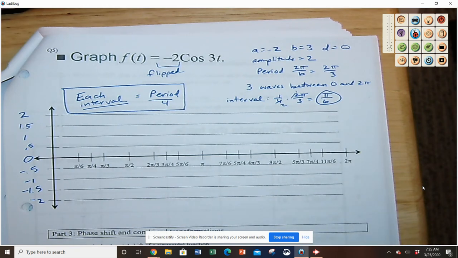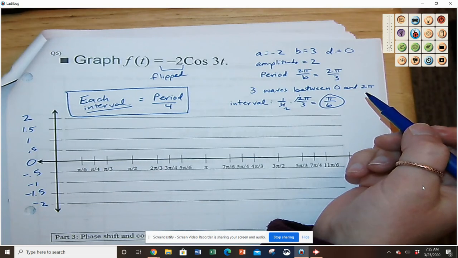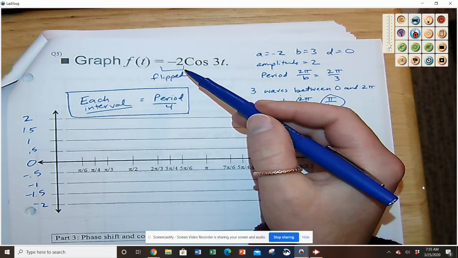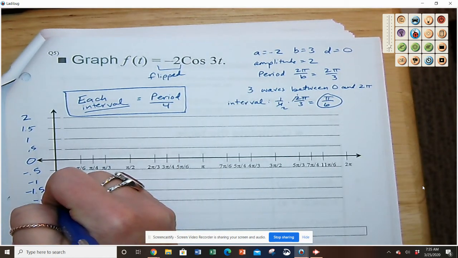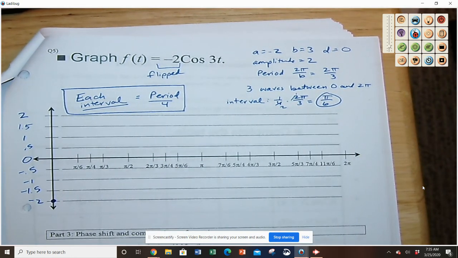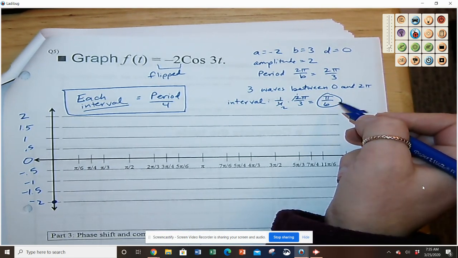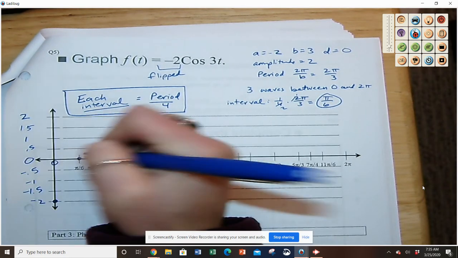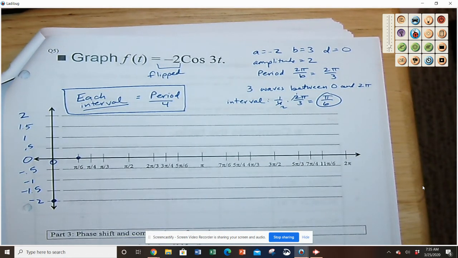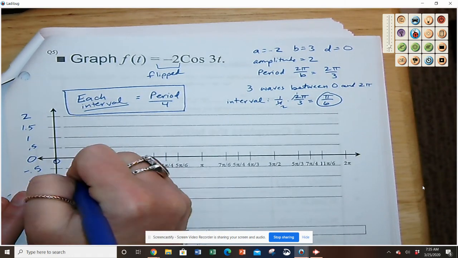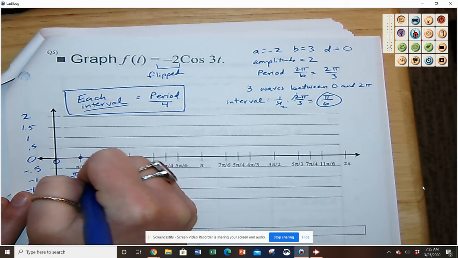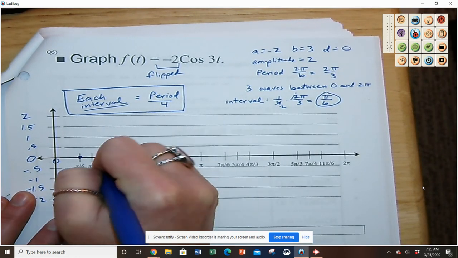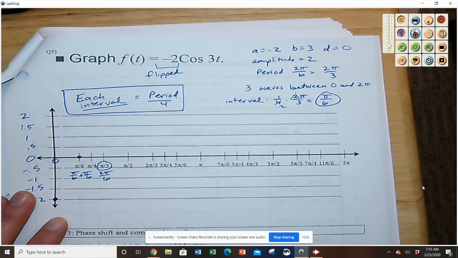All right, so the parent will start at the max of the cosine, but this one's minimum, so you're actually going to start down here. All right, and at the first interval, I'm going to start at 0 here, and I'm going to go over pi over 6. So now I'm going to my center line. And now I'm actually doing pi over 6 plus pi over 6. That's going to be 2 pi over 6, which is equivalent to 2 pi over 3. So that's going to be my max value.